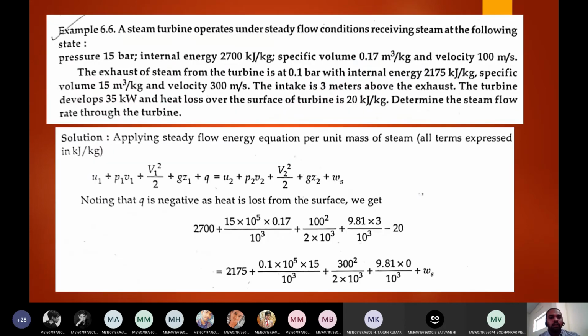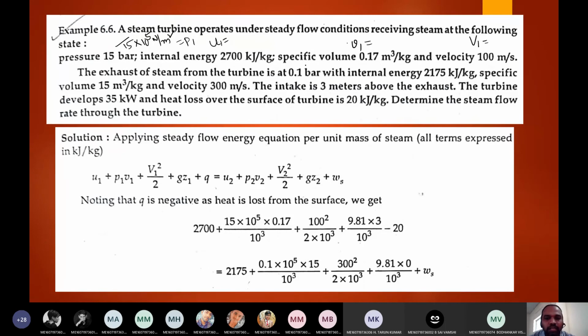Now, last problem. A steam turbine operates under steady flow conditions. The turbine is a work producing device, receiving steam at the following conditions. Inlet pressure is given in bar, right? How to convert: 1 bar is 10 power 5 Newton per meter square. That is the SI unit. Internal energy U1 is given in kilojoules per kg, specific volume small v1, and velocity capital V1. What are the things given? Pressure P1, U1, small v1 and capital V1. Small v1 is the specific volume.